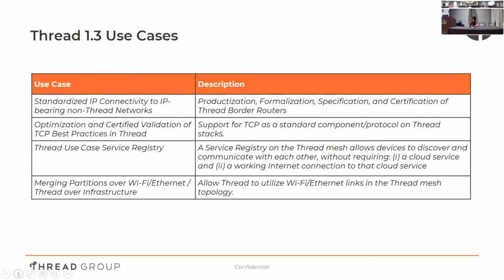Yes. So in the end, we went through a process of vetting the different use cases through the marketing committee and technical committee, and had a vote on it in November of 2019 in Zug. And we streamlined to these 4 use cases. So standardizing IP connectivity to IP bearing non-thread networks. So this is basically border routers, and I'll talk about that on the next slide. Optimization and certified validation of TCP best practices in Thread, then Thread use case of service registry, and then lastly, the merging partitions over Wi-Fi and Ethernet.